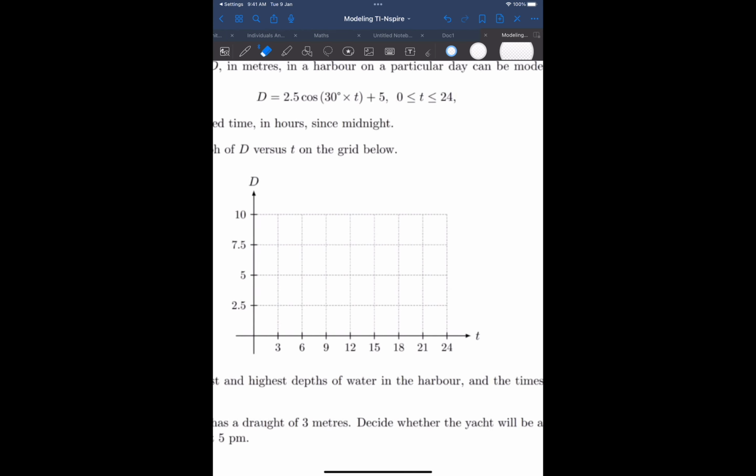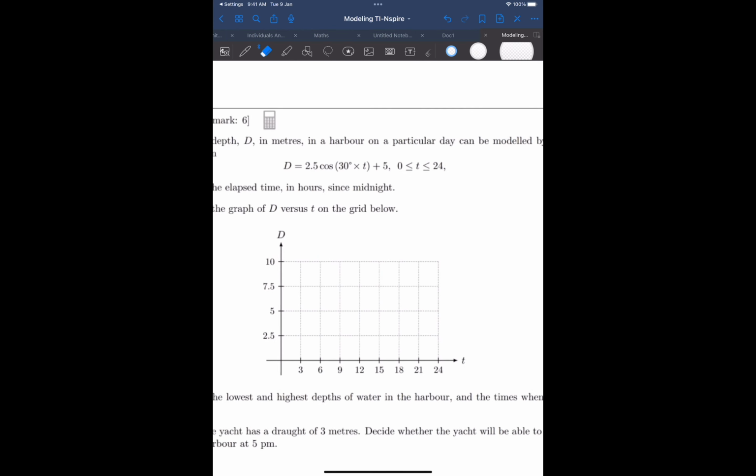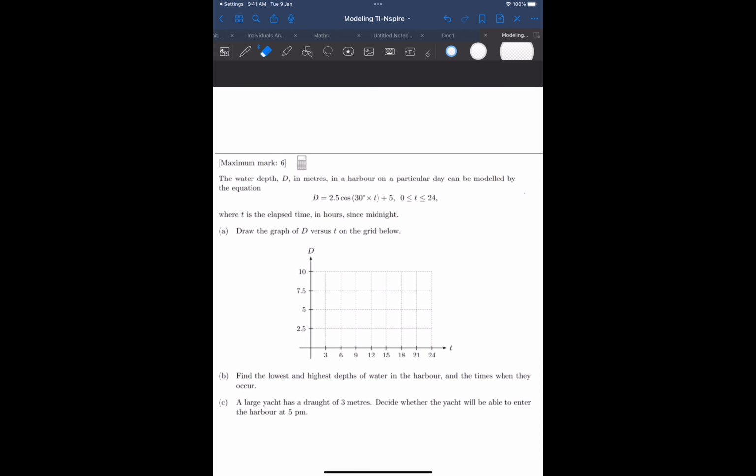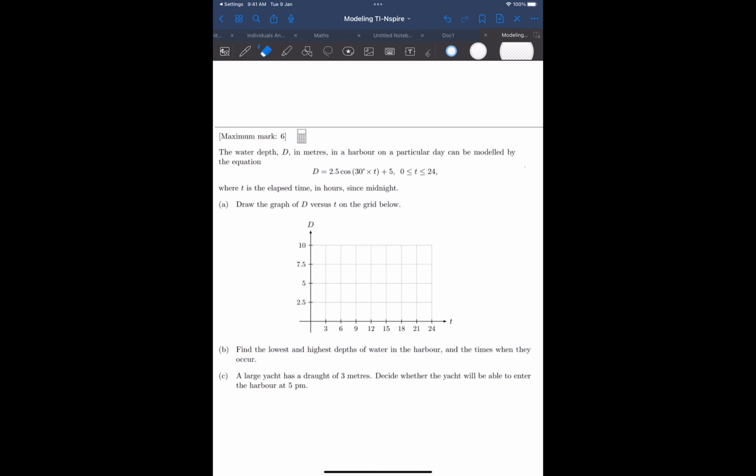Question here, we've got a function d. D stands for water depth in a harbour on a particular day can be modelled by this equation. So d is the water depth. D is the water depth in metres, and it looks like t is the time in hours since midnight. So t equals 0 is midnight, t equals 1 is 1 a.m, t equals 2 is 2 a.m, and so on, until maybe t equals 12 is lunchtime, noon.